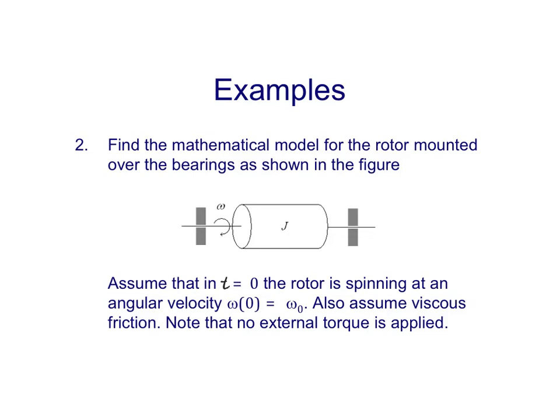Now let's see another example. They ask us to find the mathematical model of some rotor which is mounted over the bearings as shown in this figure. We have to assume that at t equals 0, the rotor is spinning at an angular velocity omega 0 equals omega 0, and we also have to assume viscous friction and no external torque is applied. So they give us the inertia moment here, and we have to assume some viscous friction, right?